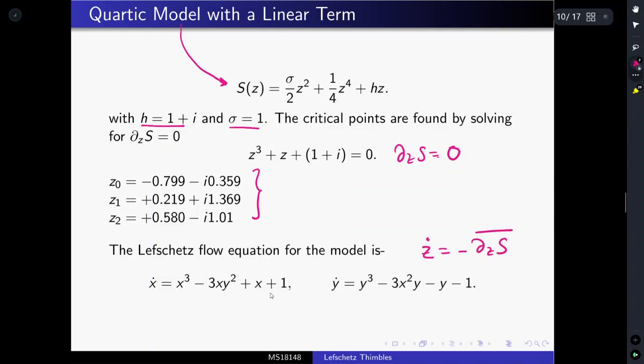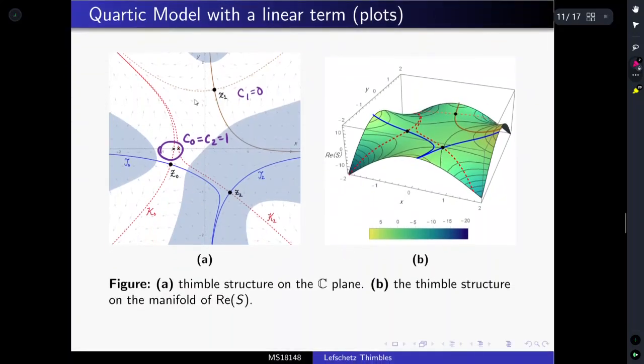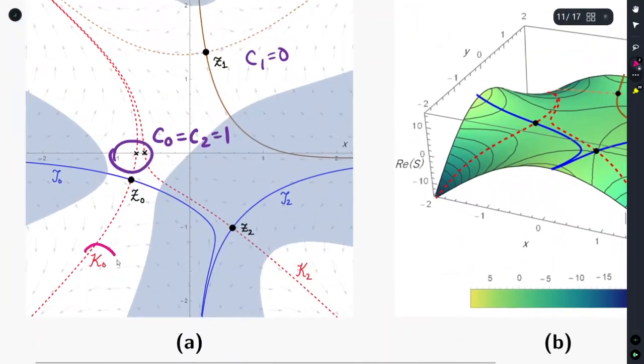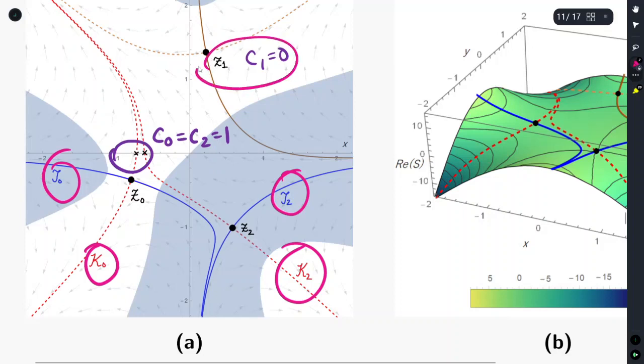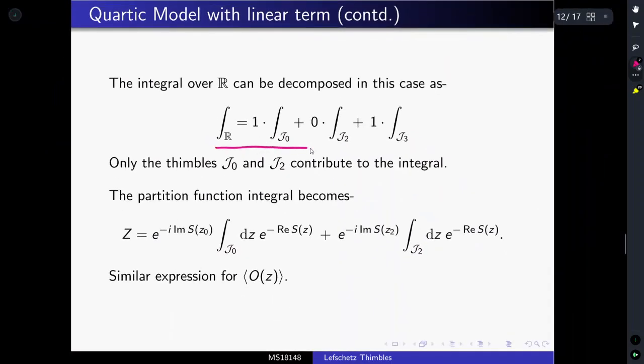So I'll use this in a practical model, which is a toy model known as the quartic model. We set h equal to 1 plus i and sigma equal to 1. The critical points, as always, are found by putting the derivative equal to 0, and the flow equation is found by putting z dot equal to minus del S bar, where bar is the complex conjugation here. We separate into real and imaginary parts, and this gives us the thimble structure here. If I zoom into it a bit, the red dotted lines are the anti-thimbles and the blue lines are the thimbles. As you can see, for thimbles 0 and 2 we have a contribution of 1 and 1 because each intersects exactly once with the real axis. But for the point 1, the anti-thimble, the dotted line, does not intersect with the real axis at all, so this thimble does not contribute.